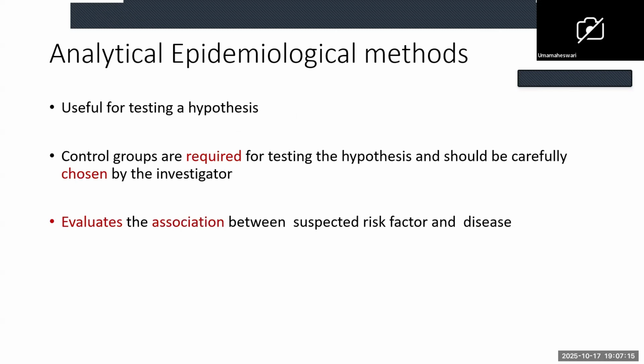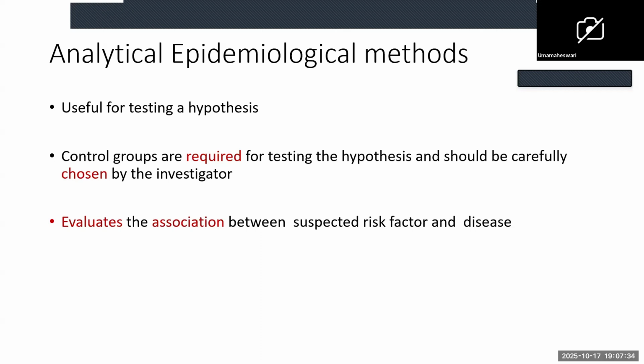So next comes your analytical study. There is some relationship between some factor and the disease. I want to confirm. So to say whether the diseased individuals have this risk factor, you always need a comparison group. These people have higher risk.